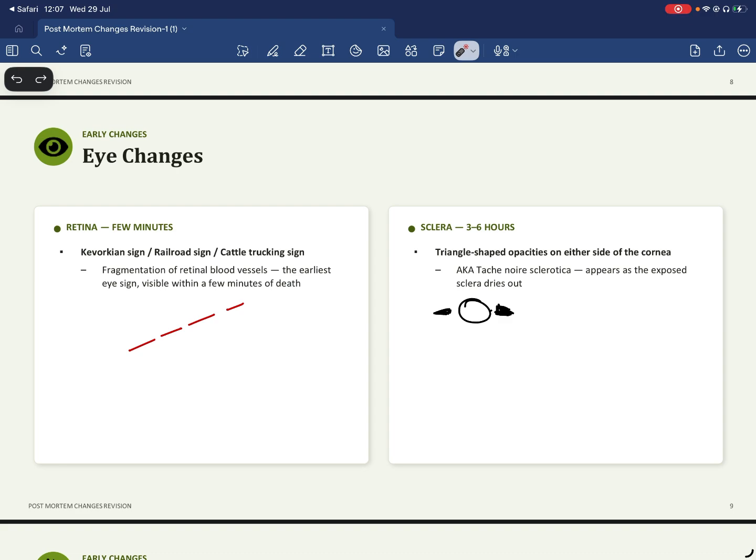In the sclera, within 3 to 6 hours, triangular shaped opacities appear on either side of the cornea, with the apex pointing towards both medial and lateral canthi. This is called tache noire sclerotica. It appears at the areas that are exposed to air.